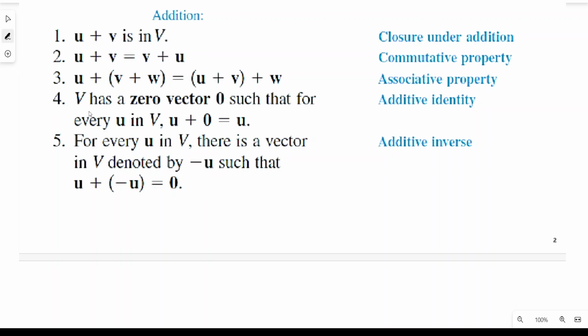And your set V should have a zero element, called the zero vector, for which for any U in V, U plus zero should be equal to U. That is what we call the additive identity of V. And for any U in V, there should be another vector in V represented by minus U, so that the sum of U and minus U is the zero element of V, and minus U is what we call the additive inverse of U.